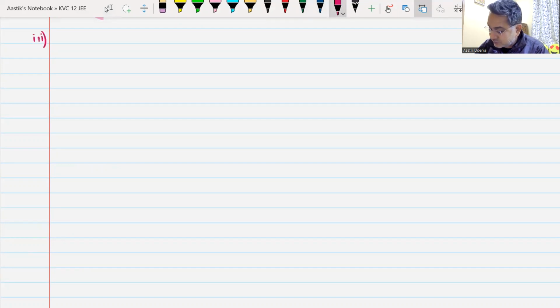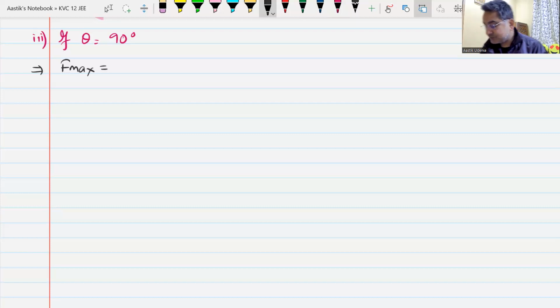Case number 3. If theta is 90 degrees, and that is the case where 90, 95 or 98% of the questions will come from, if theta is 90 degrees, then what happens? F is maximum. So the first point that you must remember is F is maximum, and the maximum value of F is QVB.